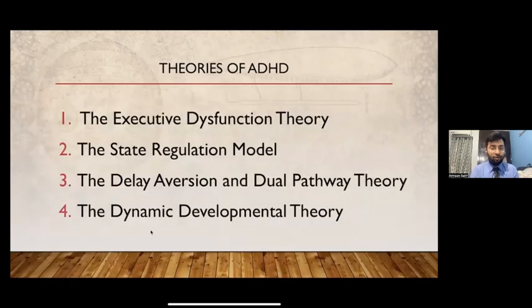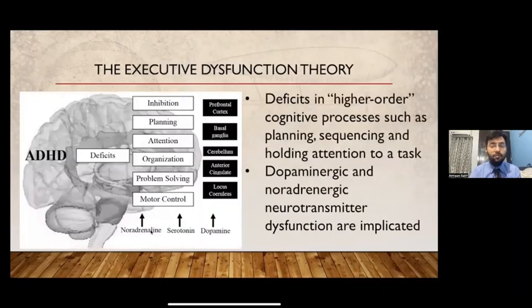So I would like to tell you briefly about the theories of ADHD. There are four theories of ADHD: the executive dysfunction theory, the state regulation model, the delay aversion and dual pathway theory, and the dynamic developmental theory. The executive dysfunction theory states that the symptoms of ADHD are caused due to deficits in higher order cognitive processes, such as planning, sequencing, and holding attention to a task. And dopaminergic and noradrenergic neurotransmitter dysfunction are implicated in the same.